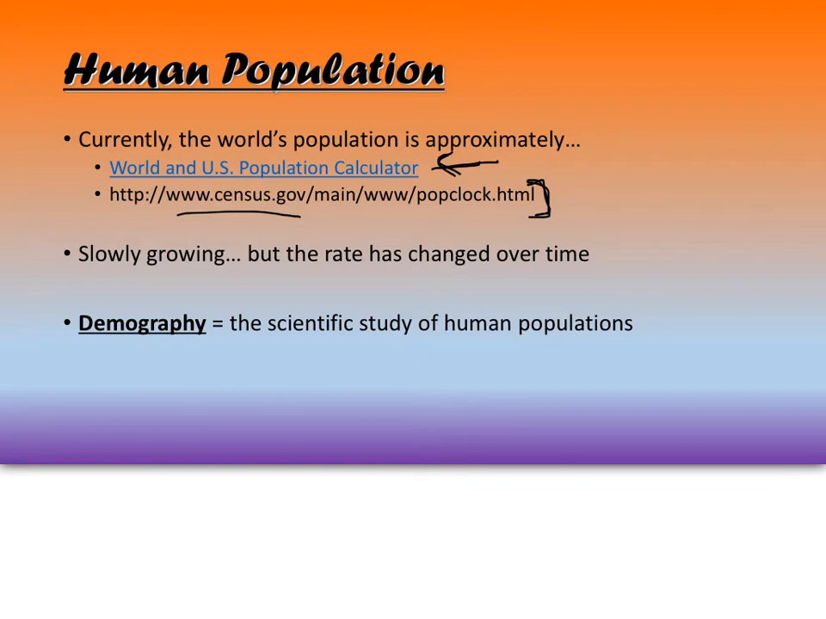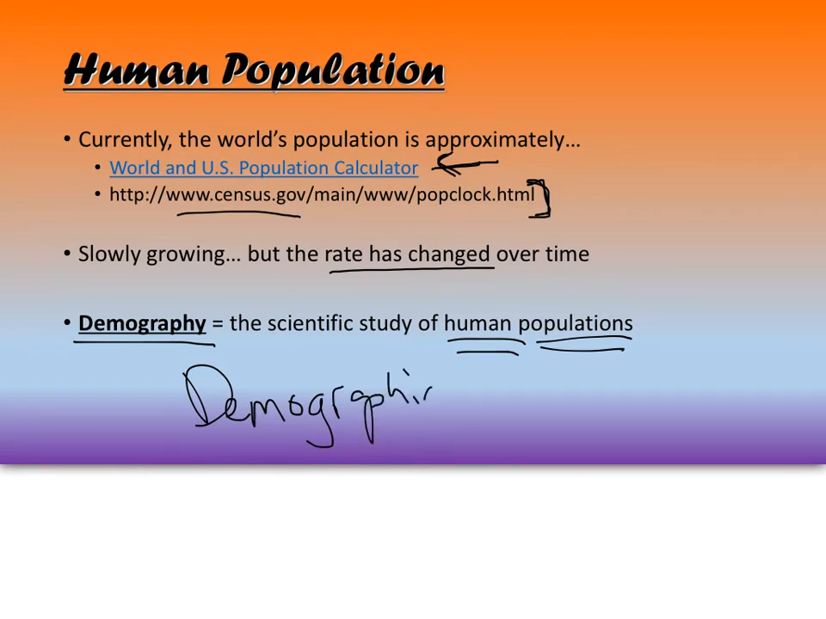Our world human population is slowly growing at this point, and that rate of growth has changed over time. Obviously, we had a lot more rapid growth of humans in the past than we do now, but still, we're adding people at a really, really fast pace. If you think about the entire planet, you're having people born basically every second. Now, the study of human populations specifically is called demography, or sometimes we call it demographics. So this is the study of the human population.